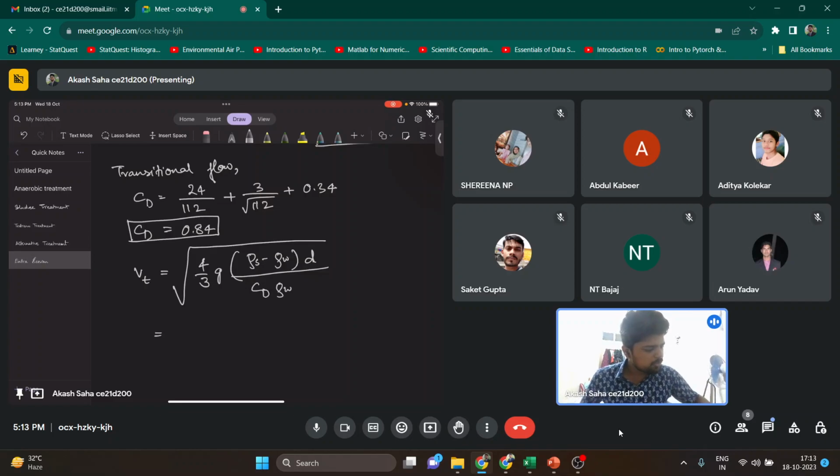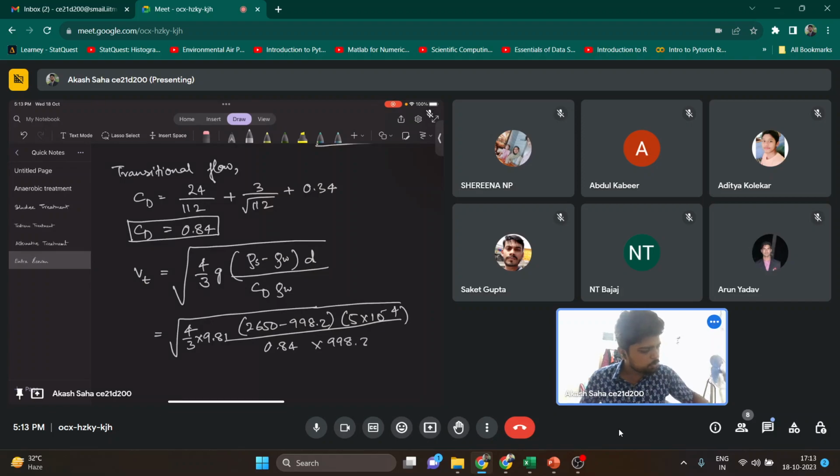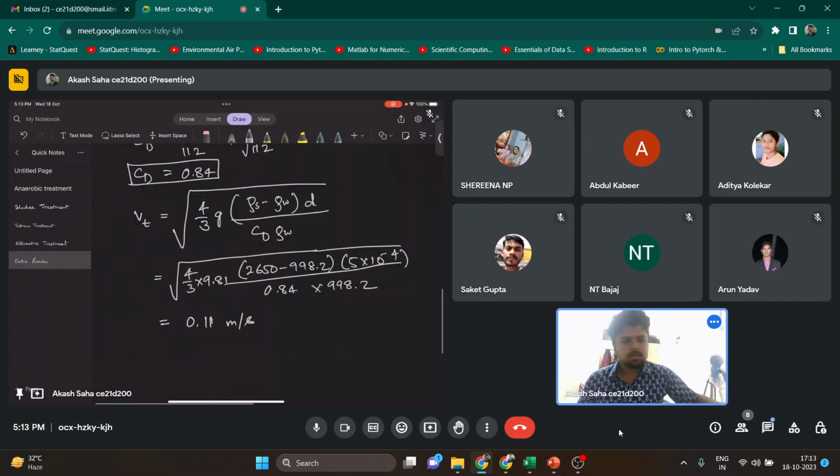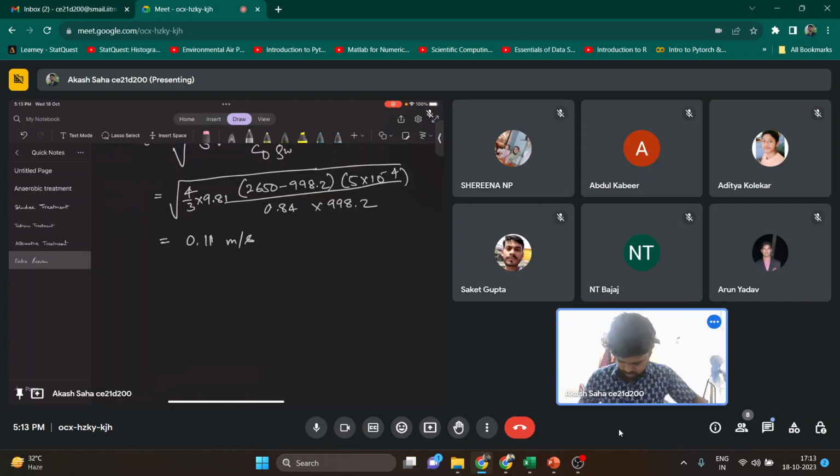So we will put the values. If we put the values into 9.81 into 2650 minus 998.25 into 10 to the power minus 4 divided by CD 0.84 into 998.2, we will get the Vt as 0.11. Okay, so again now we will check the Reynolds number. Again we will check the Reynolds number. We will find what kind of flow is there.